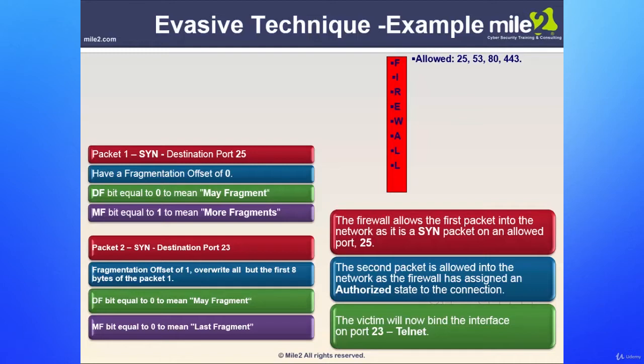Now the second packet comes into the network as the firewall has already assigned the authorized state to the connection. So the victim will then bind the interface on port 23, because if you look at packet number 2, the destination port is 23. On the fragmentation offset, we're setting it to 1, which basically overrides all but the first 8 bytes of the first packet. We have the don't fragment bit equal to 0, which means that it may fragment, and the more fragment bit equal to 0, which means that it's the last fragment, so there are no other fragments following it. And this is what it would look like.